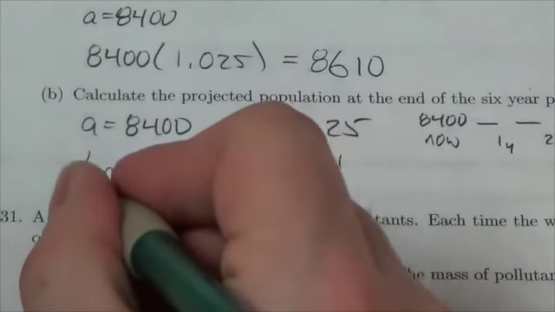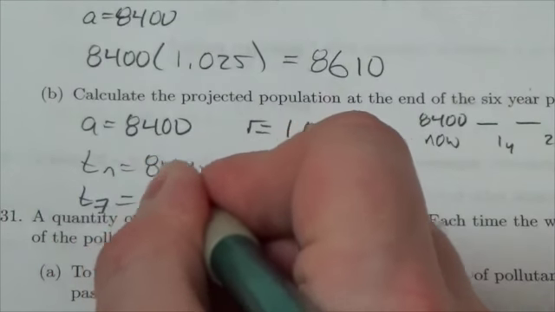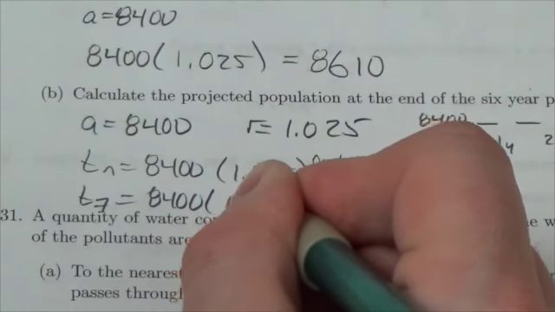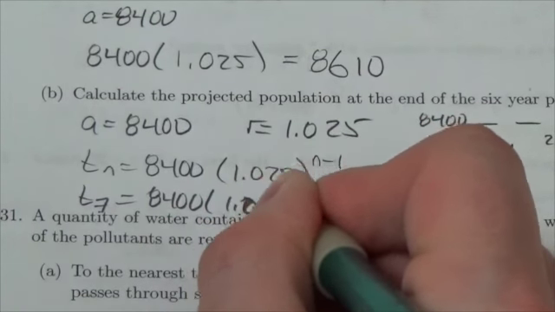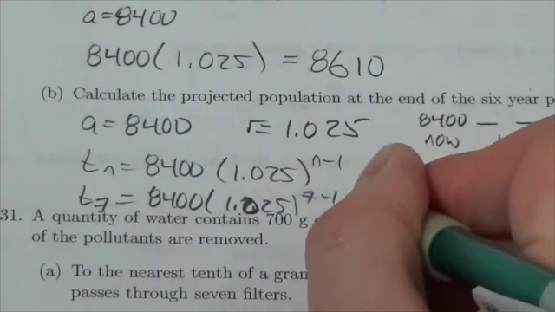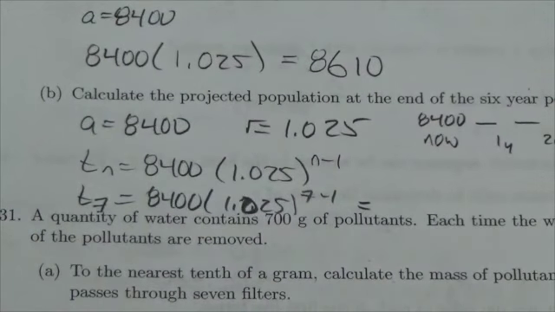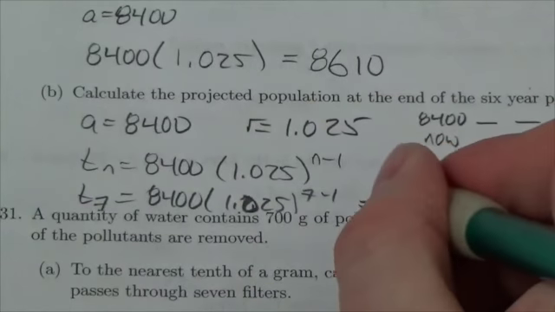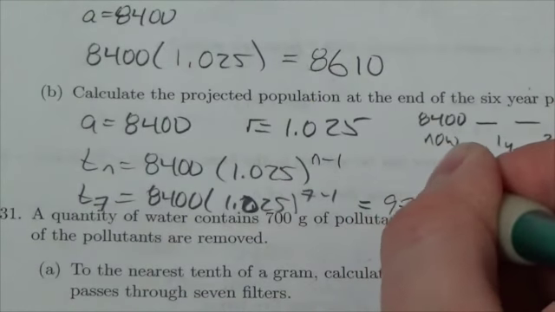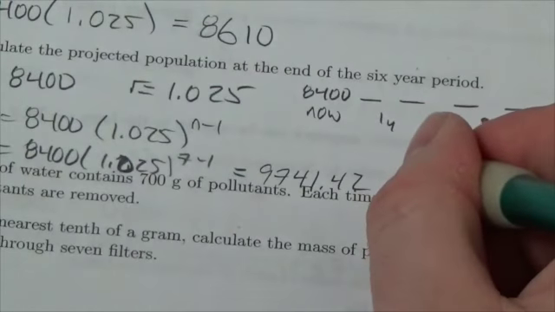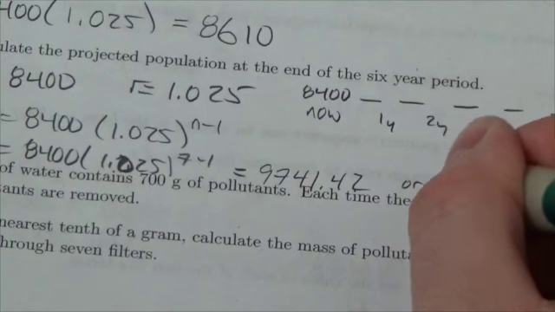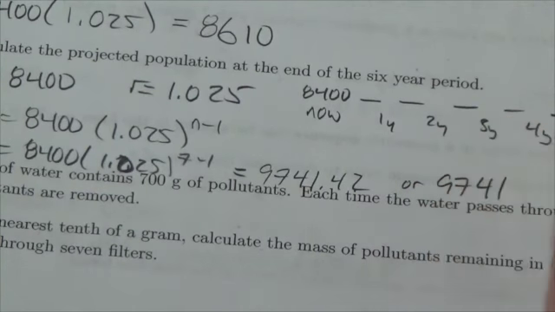So t sub 7 is equal to 8,400 times 1.025 to the 7 minus 1. And we'll calculate that, times 1.025 to the power of 6, essentially. And we're going to get 9,741.42. That 0.42 doesn't make any sense, so 9,741 people.